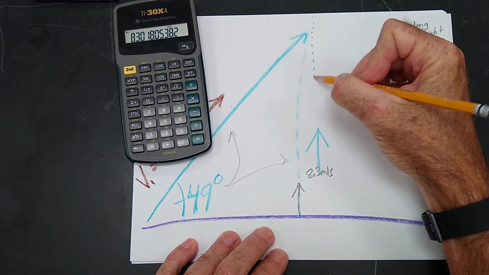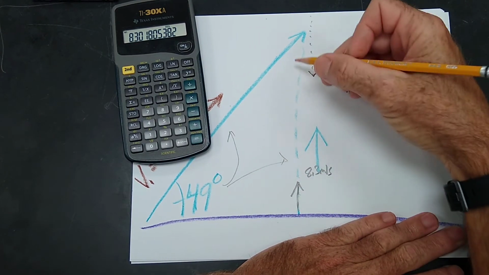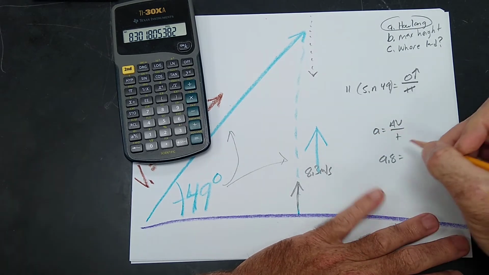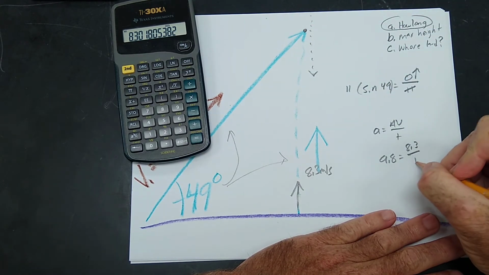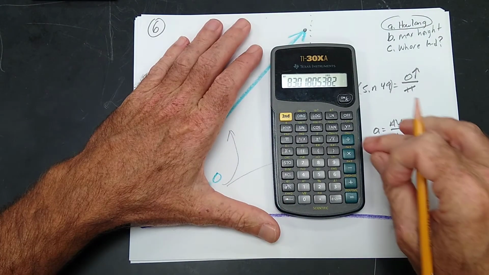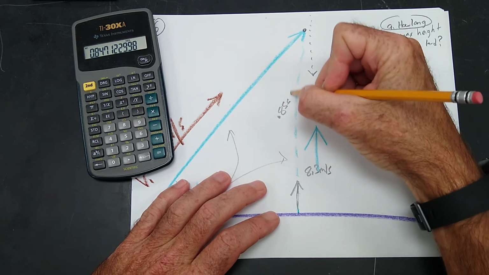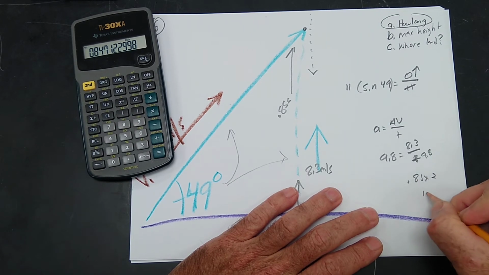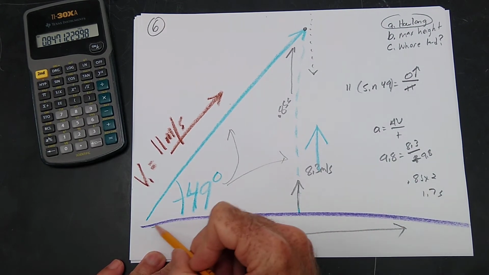Now we know gravity is working against it at 9.8. So we need to figure out how long it would take to get to the top. Acceleration equals change in velocity over time. The acceleration is 9.8. The change in velocity is 8.3 because it's going to go from 8.3 to 0. How long would that take? 8.3 divided by 9.8 means it takes 0.85 seconds to get to the top. How long is it in the air? Twice that long. 0.85 times 2, or 1.7 seconds. So 1.7 seconds is how long it's actually traveling sideways.